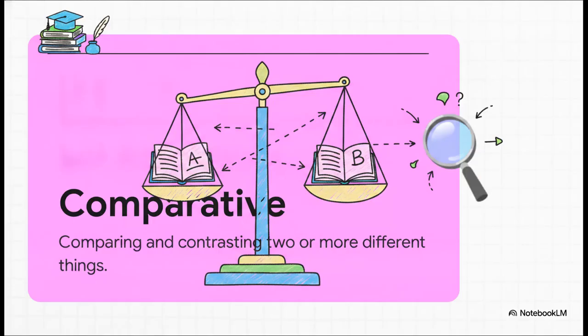Okay, next up we have the comparative structure. This completely shifts your essay structure into a scale, weighing 2 or more distinct concepts against each other. So instead of moving linearly through time, you're taking subjects, putting them side by side, and examining their similarities and differences to draw a much deeper conclusion.